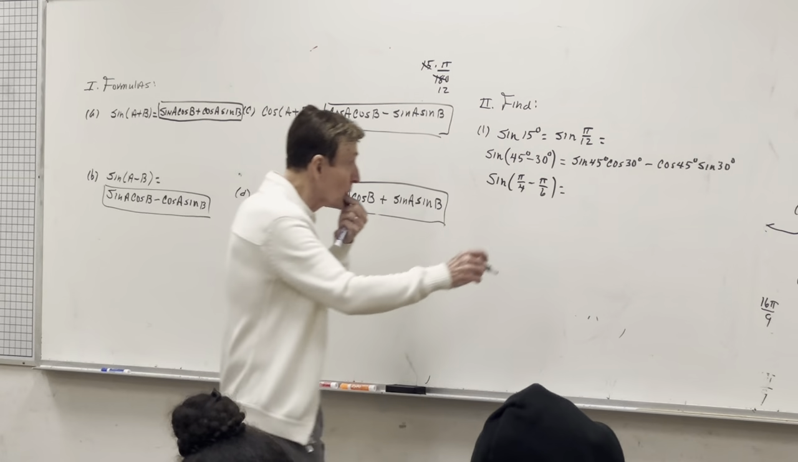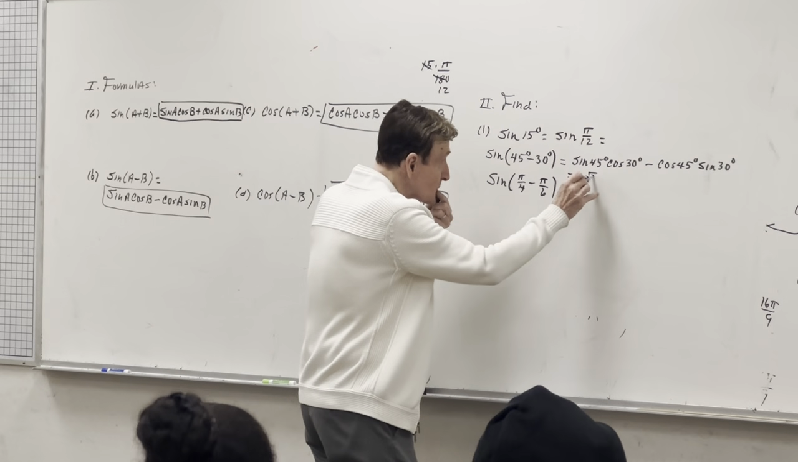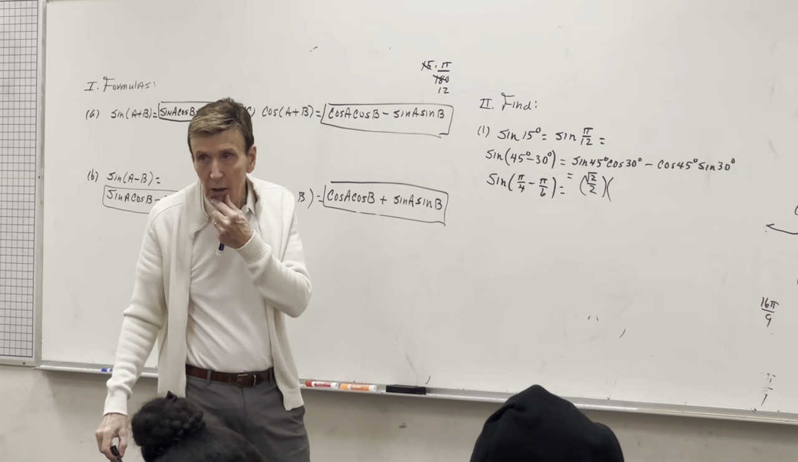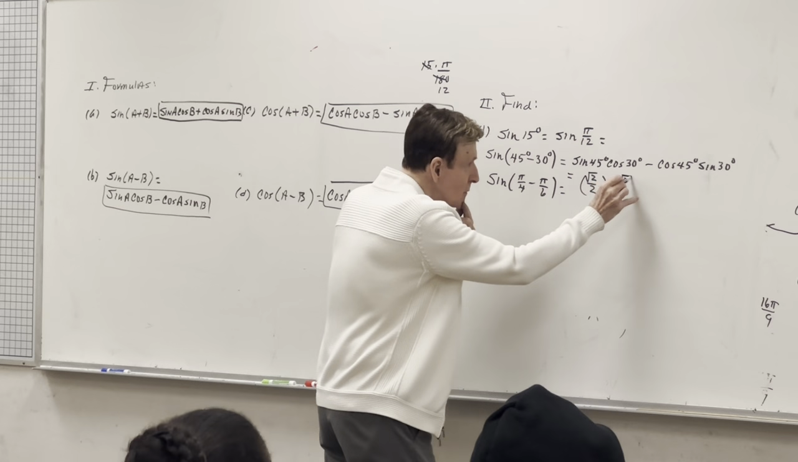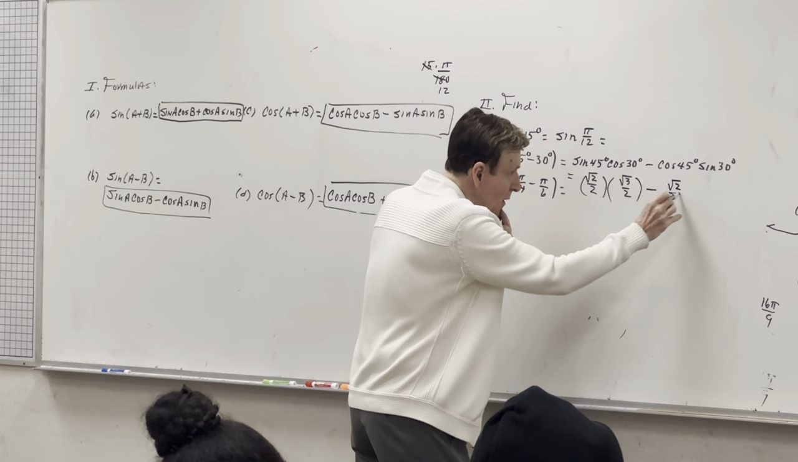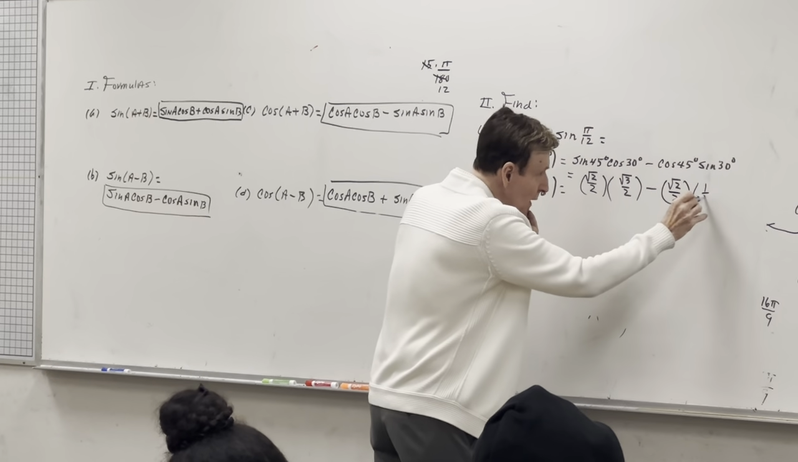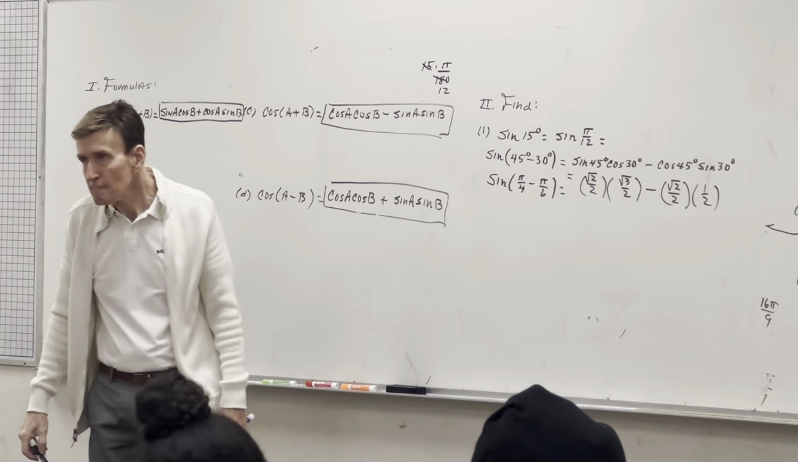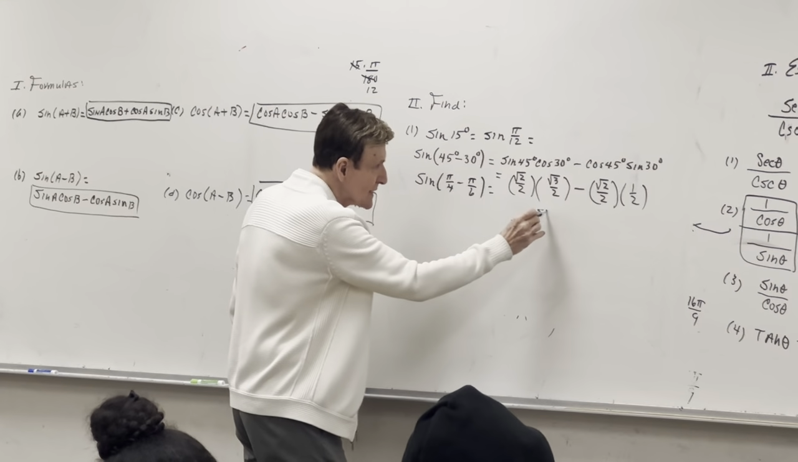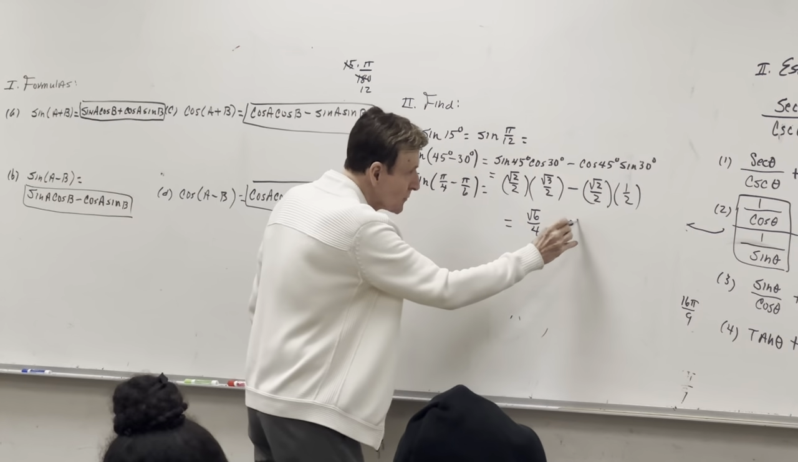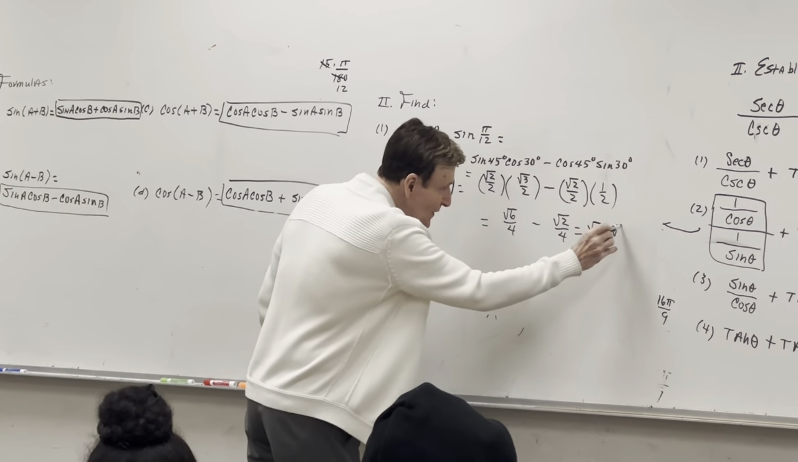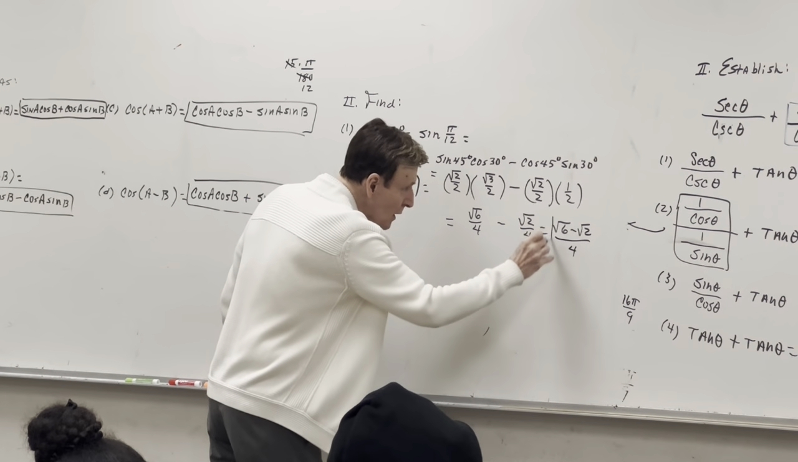Okay, let's see what happens. Sine of 45, we should all know. Radical 2 over 2. Cosine 30, everyone in class should know cosine 30. What is it? Radical 3 over 2. Cosine 45, we all know. Sine 30, 1/2. And if I do a calculation here, we'll finally get an answer. This says radical 6 over 4, subtract radical 2 over 4, better expressed as this all over 4.